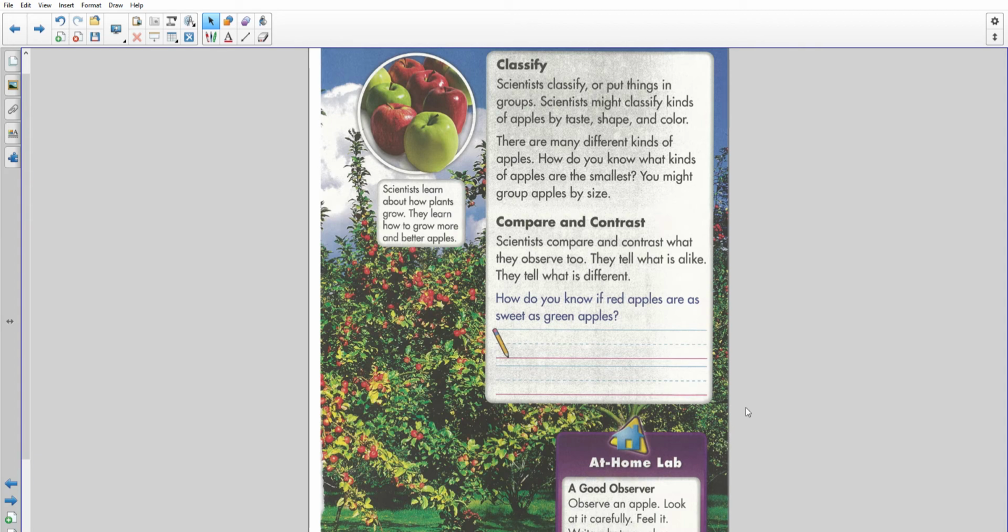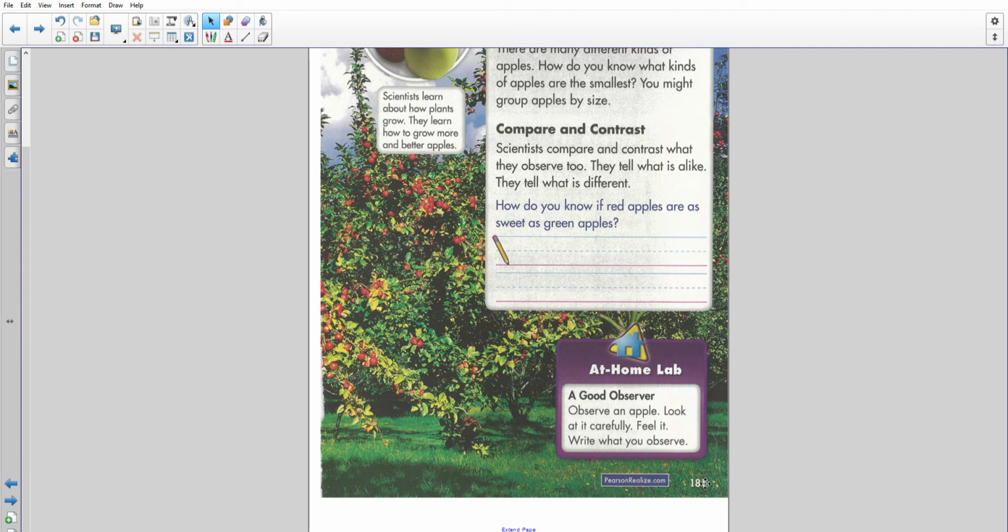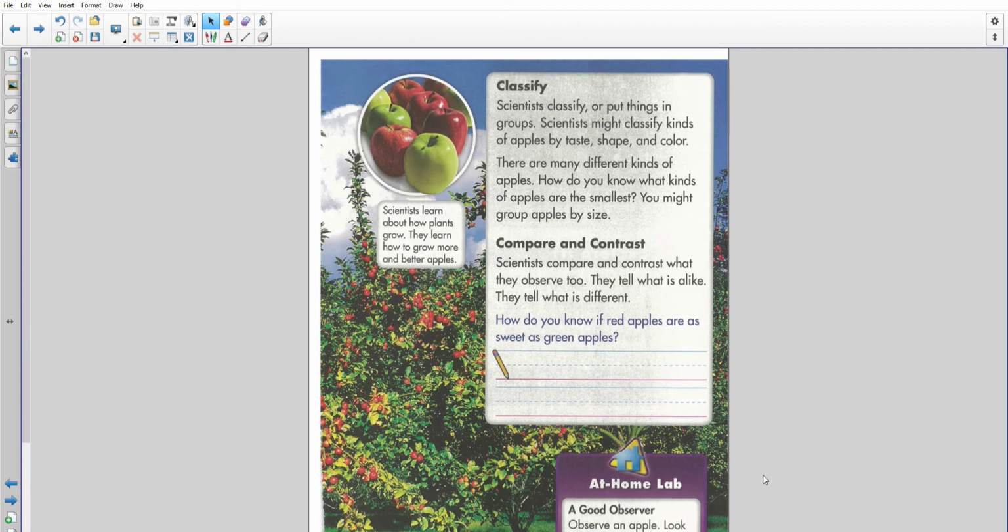Today, for science, I'd like you to open up your books, turn it to page 181. That's right, page 181. We took a look at the last few lessons about how scientists observe, that they use their senses. They look at things, they hear things, they smell things, they feel things, and sometimes they even taste things so that they can observe something about the world.